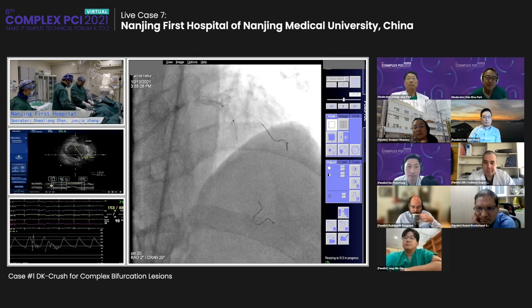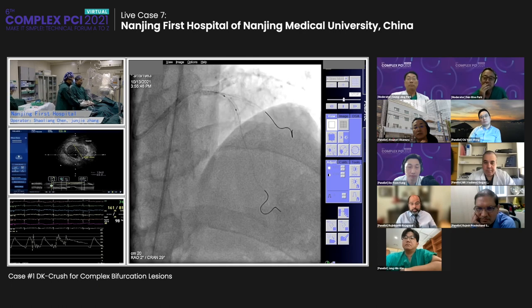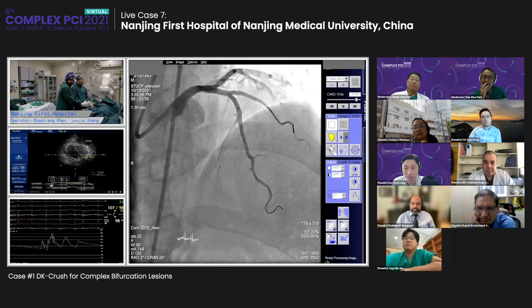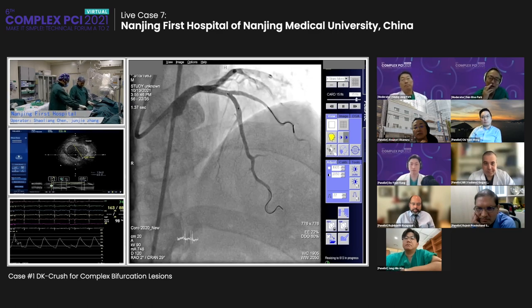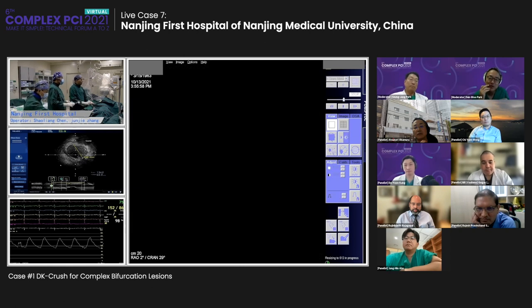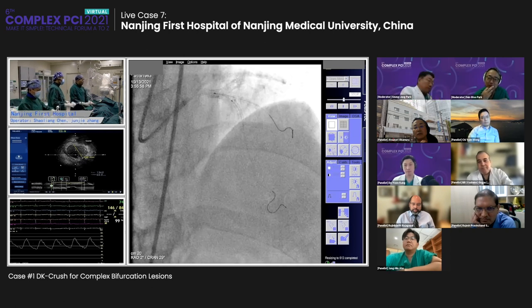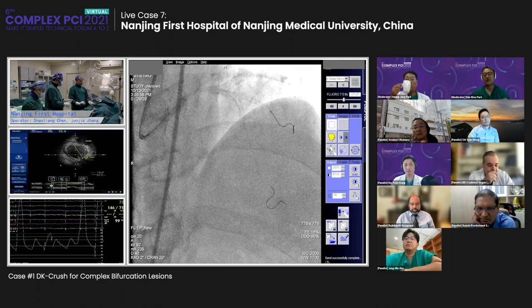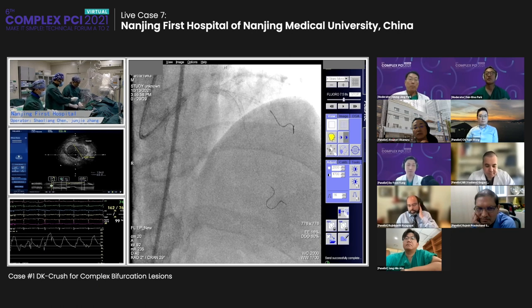Okay, take photo. Excellent. Wonderful. Thank you. So what is your next step? You're going to do the final part for the proximal part of the bifurcation? Yeah, exactly. Final part. This is a 3.5 balloon, so I will go directly to use the 4.5 balloon.